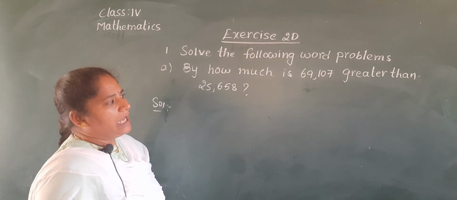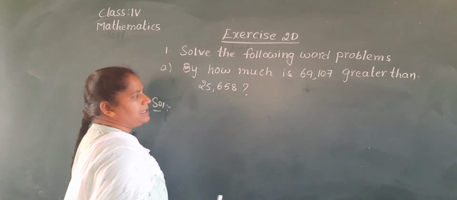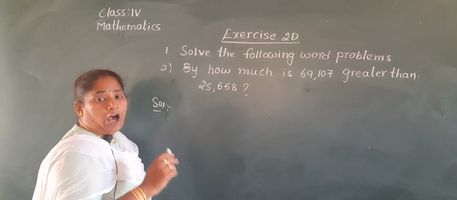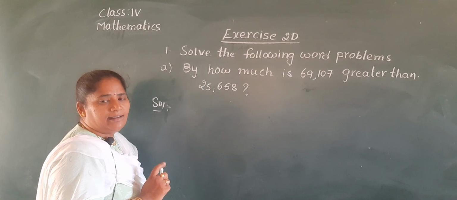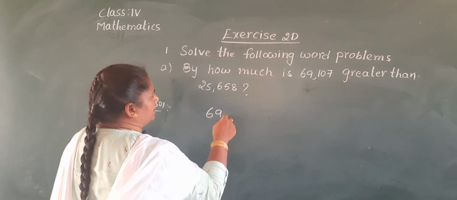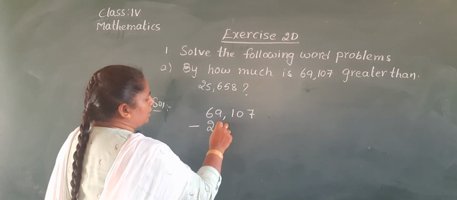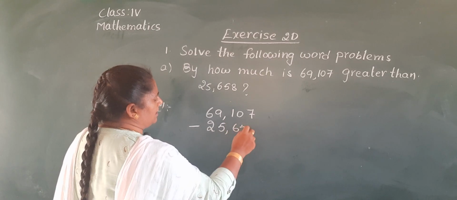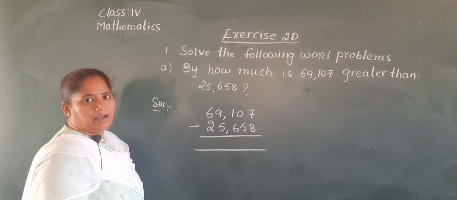Okay? Now see, look at the board. In these two numbers, this is greater. How much is greater? How do we get that answer? By doing subtraction. So note down the numbers: 69,107 minus 25,658. Do the subtraction.